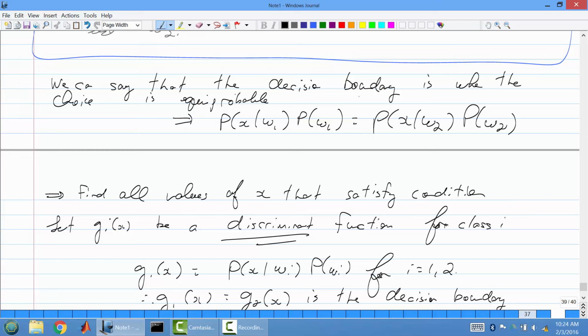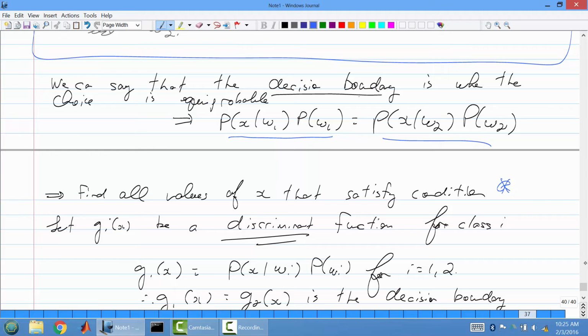Because anything slightly larger will mean that you go to one class, and anything slightly smaller will mean you go to another class. So the point where all the probabilities are equal, the line that defines them, you can consider that to be a decision boundary, right? Because anything on one side is one class, anything on the other side another class, and everything that is equal probability is along that line. So the decision boundary is when the choice is equiprobable. You want to find when the posteriors are equal. So you want to find every single value of x that will satisfy the above condition.